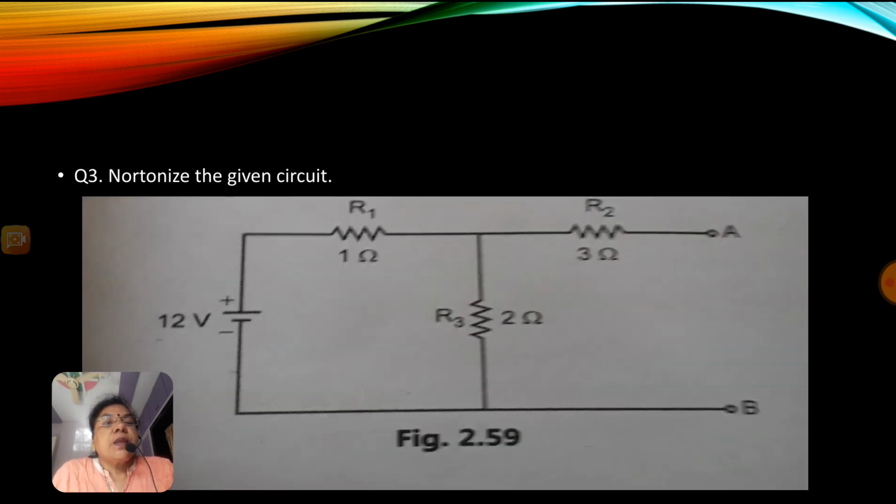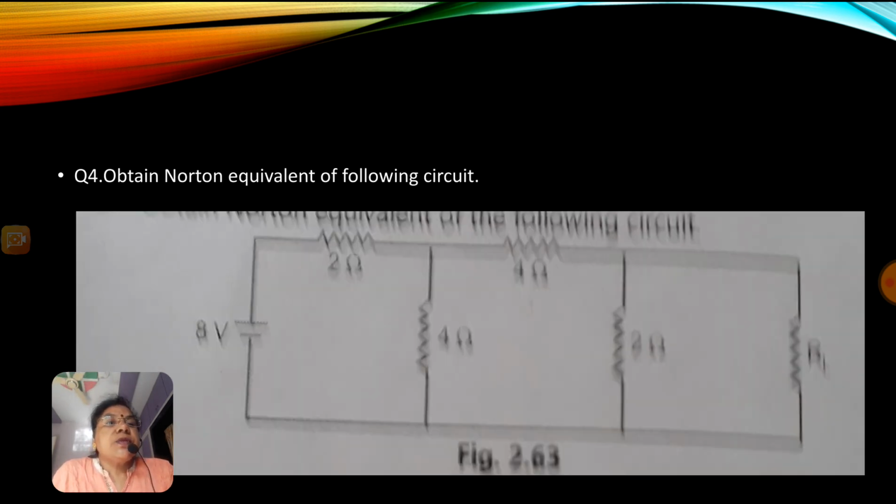Okay, so very simple. Now Norton's equation is given. Here also across A and B you have to find out the Norton equivalent network. Then question 4, here again you have to find out the Norton equivalent circuit. 4 ohm, 2 ohm. It's a very simple circuit. RL is given, but the RL value is unknown, so you can find out that value also. Okay, it's very simple. Thank you.